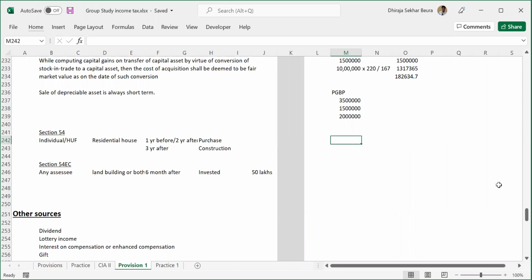When someone is going to sell a residential house, he can either purchase the next asset before the sale or after the sale. So why are we considering before the sale? Because even he is not sure whether he is going to sell that property or not.